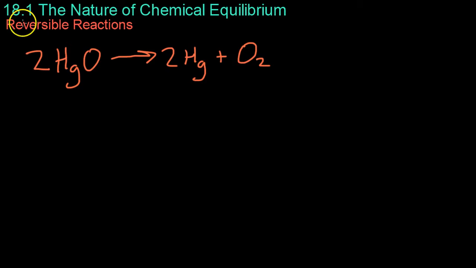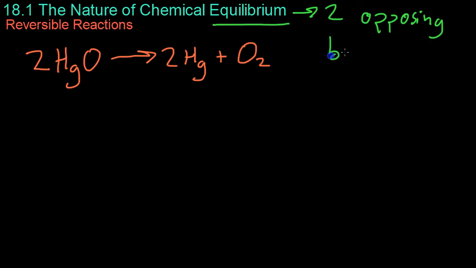This video is going to be covering Chapter 18, Section 1, which deals with the nature of chemical equilibrium. We'll start off by looking at reversible reactions. Now, reversible reactions rely on what is known as equilibrium. Basically, equilibrium is when two opposing forces, or in this case, opposing reactions, balance out. Essentially, their effects cancel out one another, and it's as though neither are happening.